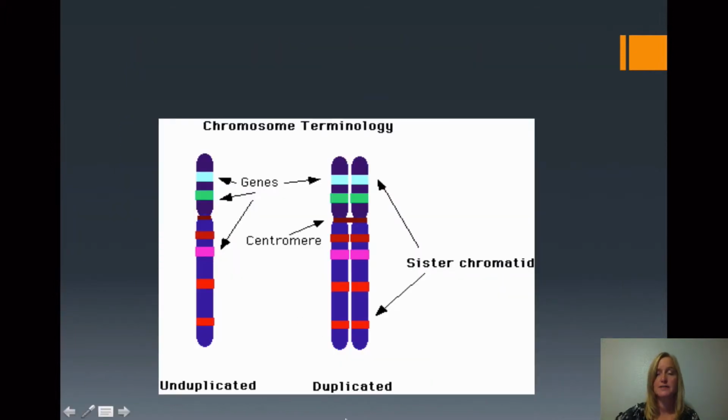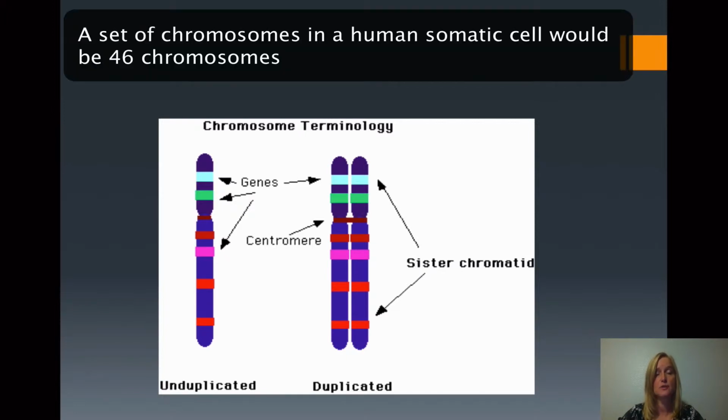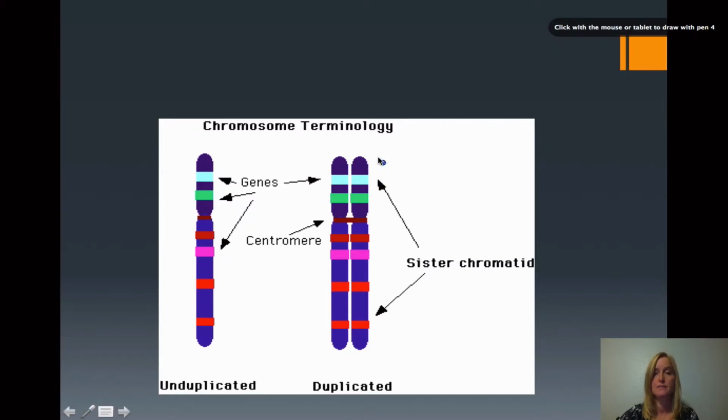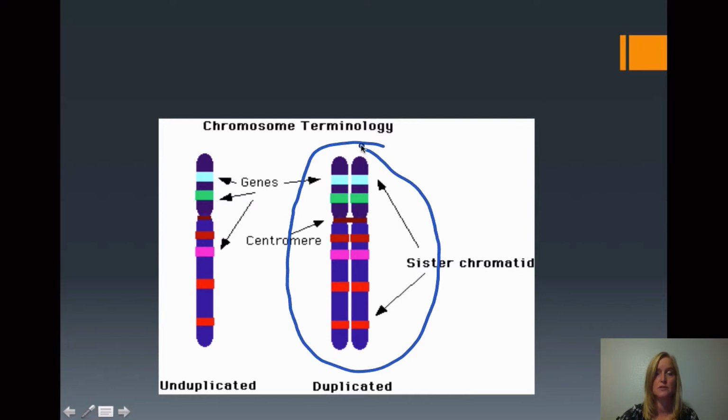So on the left here, we have the unduplicated chromosome. That would be basically what the cell would be like when it's in the G1 phase. It would have this set of unduplicated chromosomes. But once it goes through the S phase, it's going to have duplicated chromosomes.